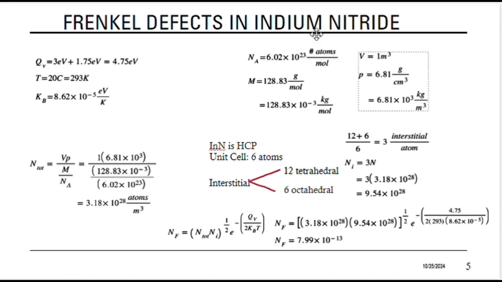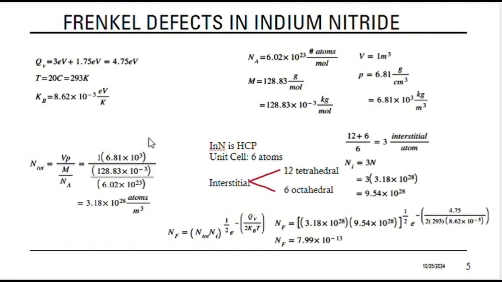And we still have our energy for vacancy creation, which is right here, our temperature, which is right here, and our Boltzmann constant, which is right here. Of course, Avogadro and molar mass. Now the total number of atoms per cubic meter, N_tot, is the same formula, different values just have to be plugged in.